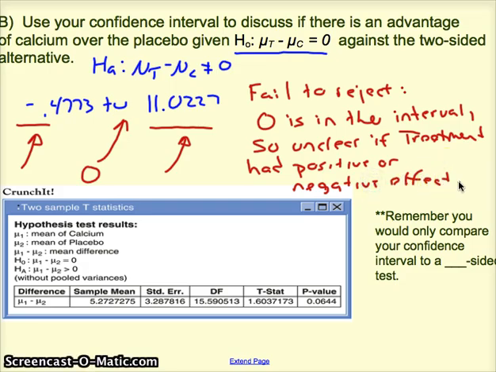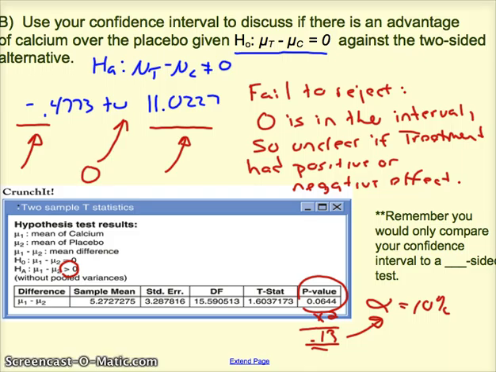Now, that's against the two-sided alternative. You might have noticed here, remember alpha is 10%, that the p-value is actually less than 10%, but this was done as a one-sided alternative. So our p-value is actually double this. So we'd have to multiply this by 2, and it's roughly 0.13 as a p-value. So in fact, we can see here that the p-value is bigger than 10%. So again, you can use a confidence interval against a two-sided alternative to evaluate an alternative and a null hypothesis and make a fail to reject decision.